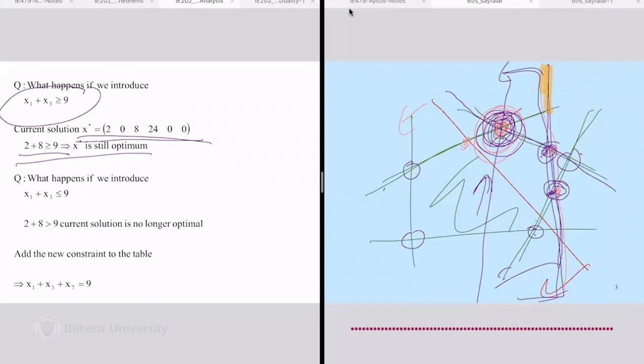Fine. How about the reverse then? If I introduce this constraint, you just check. No, it's not feasible anymore. So it is no longer feasible.